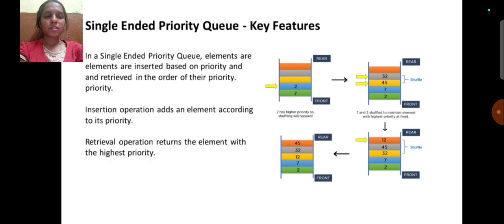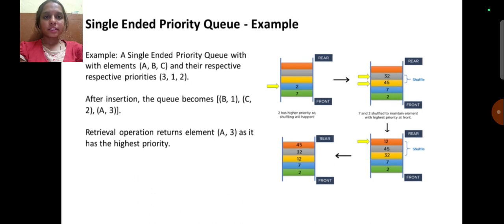Single-ended priority queues, key features. In a single-ended priority queue, elements are inserted based on priority and then retrieved in the order of the priorities. The insertion operation adds an element according to its priority. The retrieval operation returns the element with the highest priority. This is about the key features of single-ended priority queues.